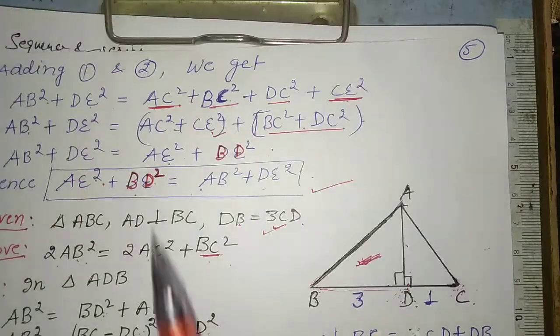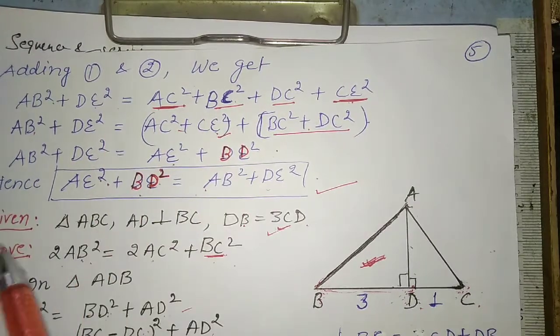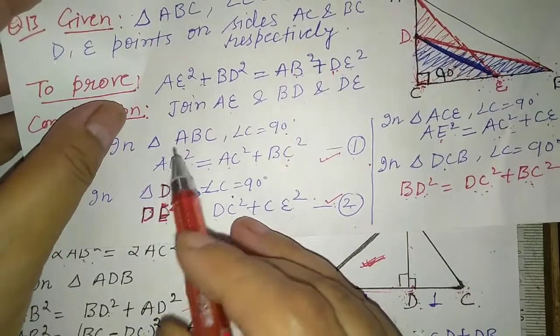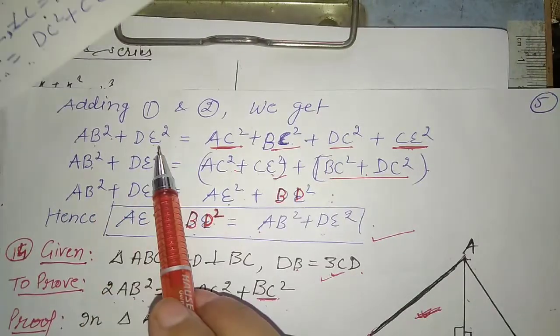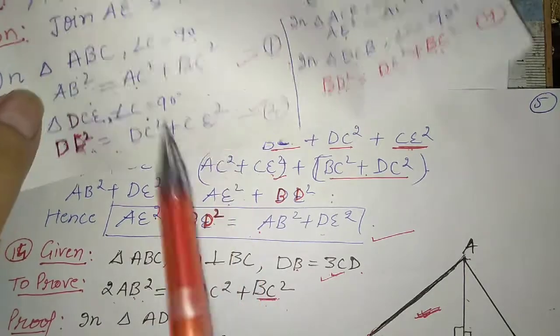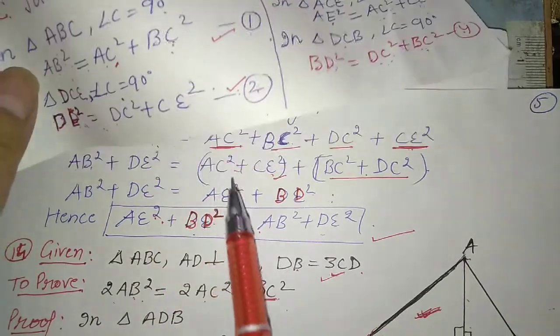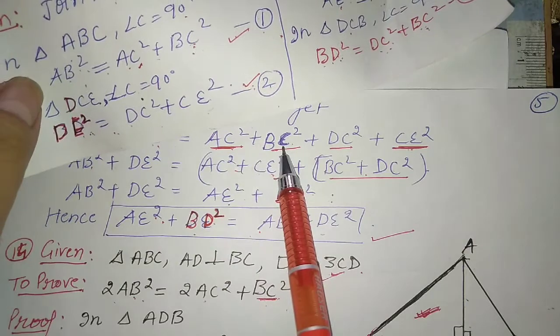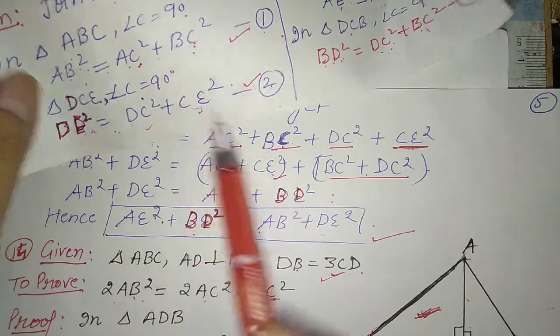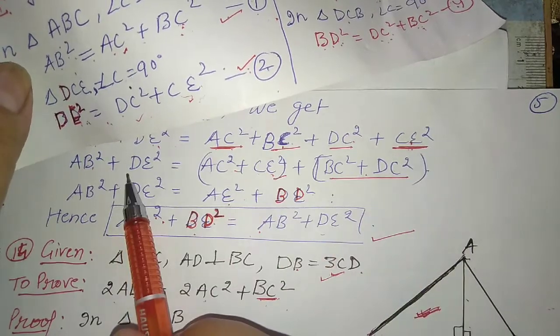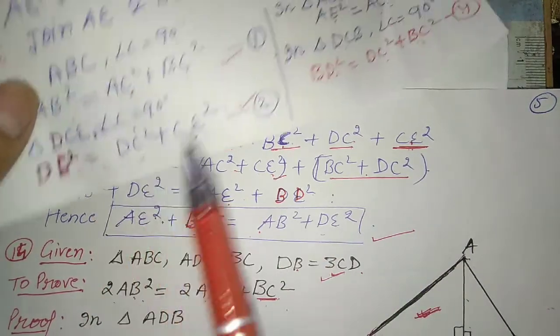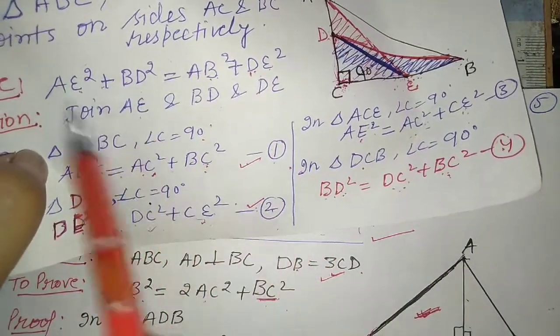Okay. Now adding first and second. If we add first and second, left side is added to left side. So this is here AB square plus DE square is equals AC square plus BC square, DC square plus CE square. So left side we got AB square and DE square, that is what we want.